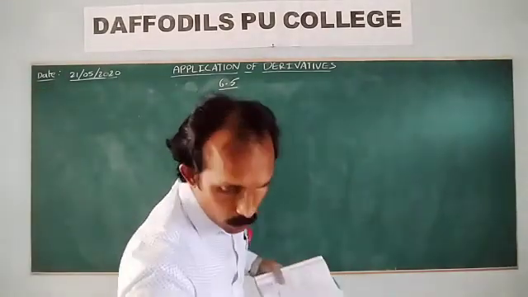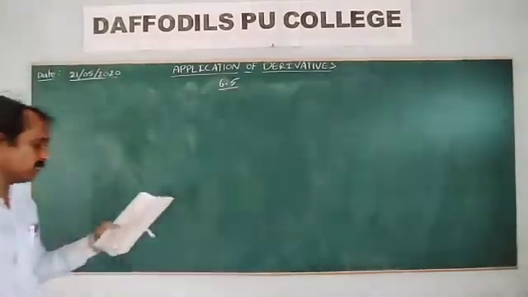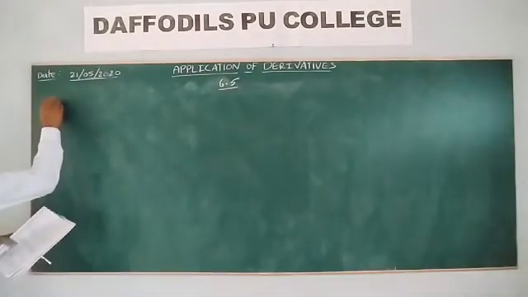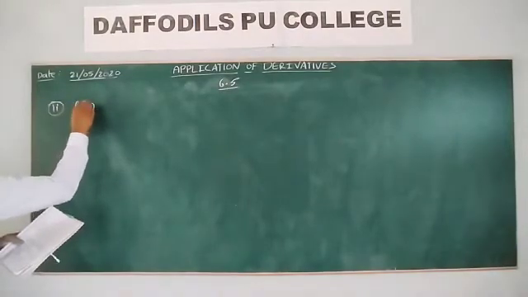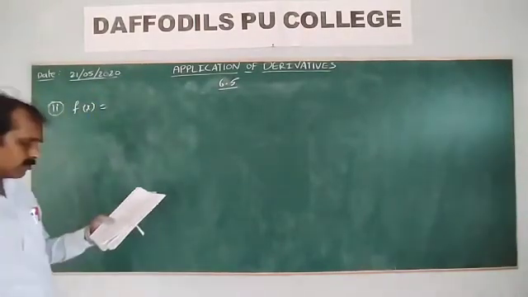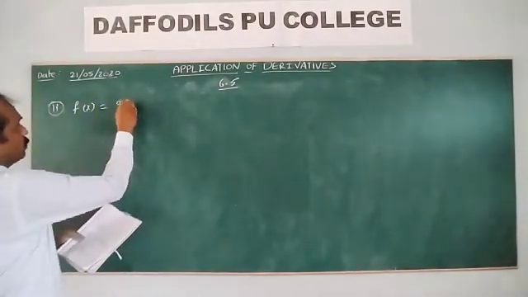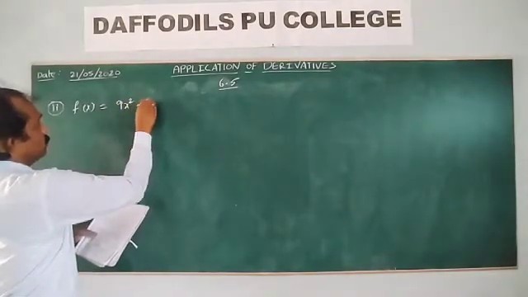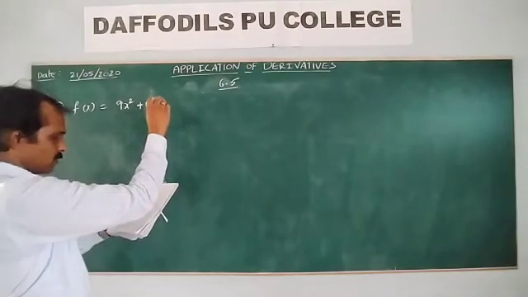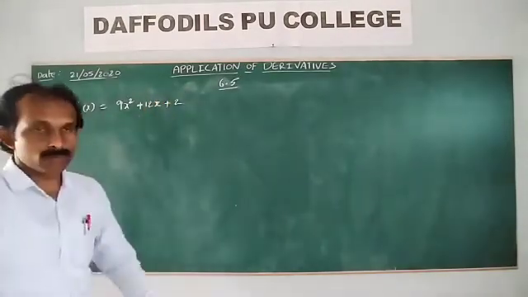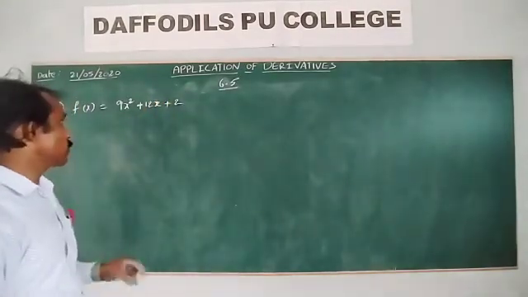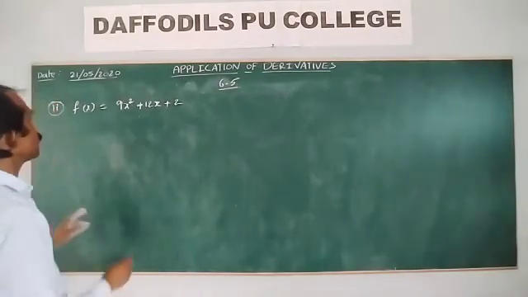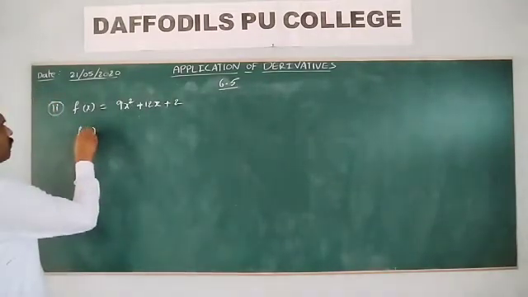Second problem, one more problem. f of x is equal to 9x square plus 12x plus 2. 9x square plus 12x plus 2. Okay.